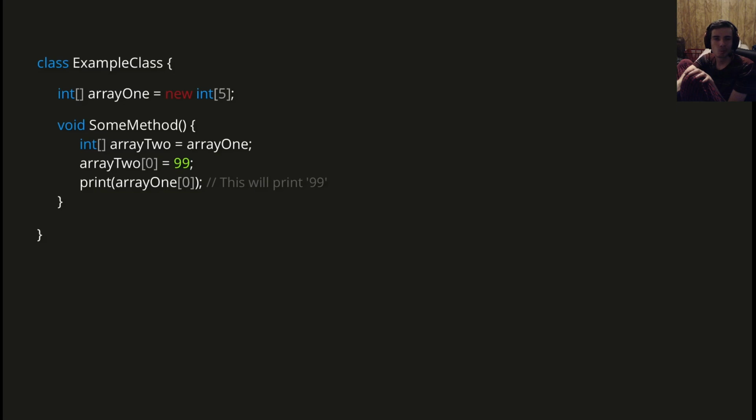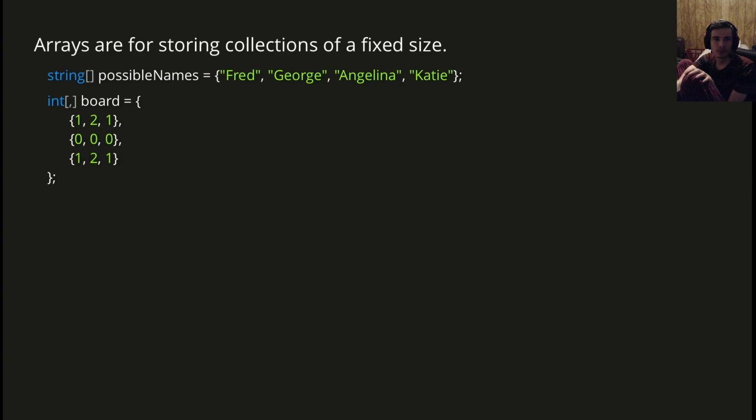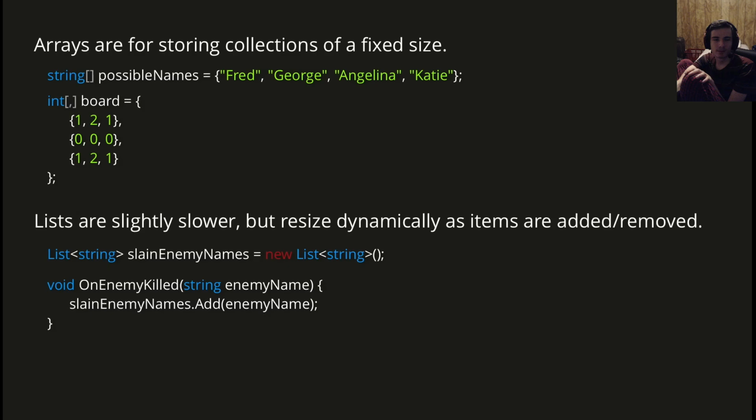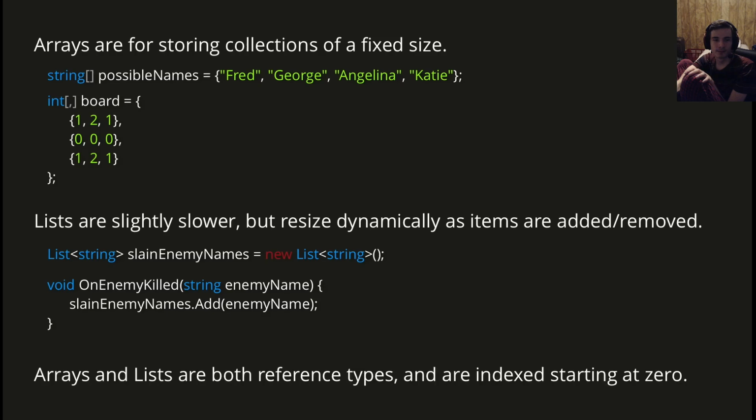If this seems strange to you, please go back and watch episode 17 on reference types and value types. Anyway, to recap, arrays are for storing collections of a fixed size and can have one or more dimensions. Lists are slightly slower than arrays, but are able to resize themselves dynamically as you add and remove elements, and also provide some helpful methods such as contains and sort. Finally, arrays and lists are both reference types and are indexed starting at 0.